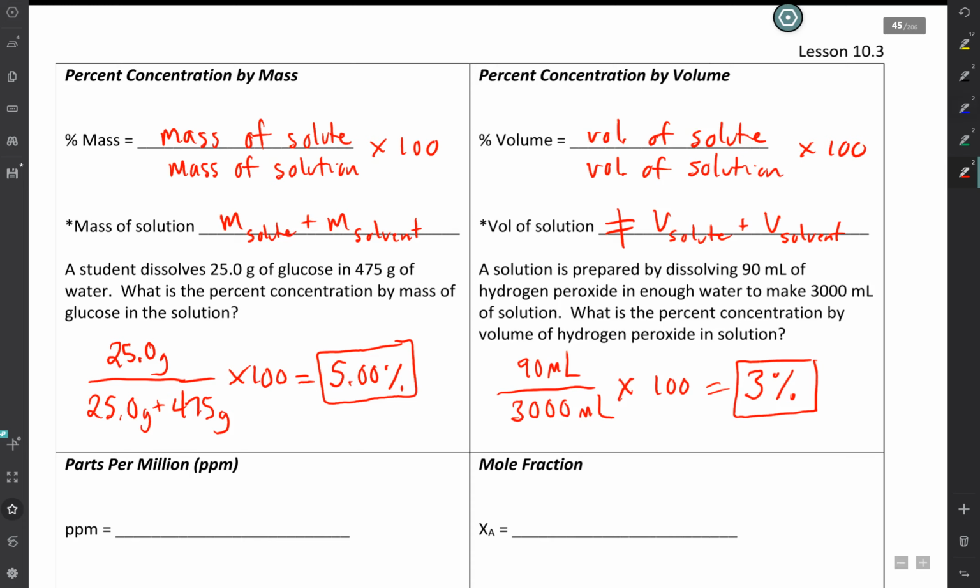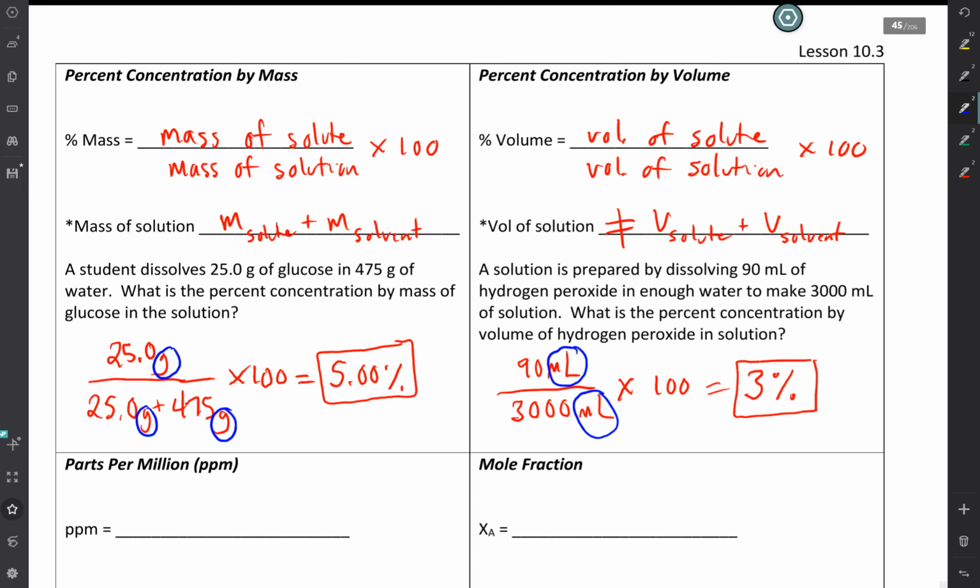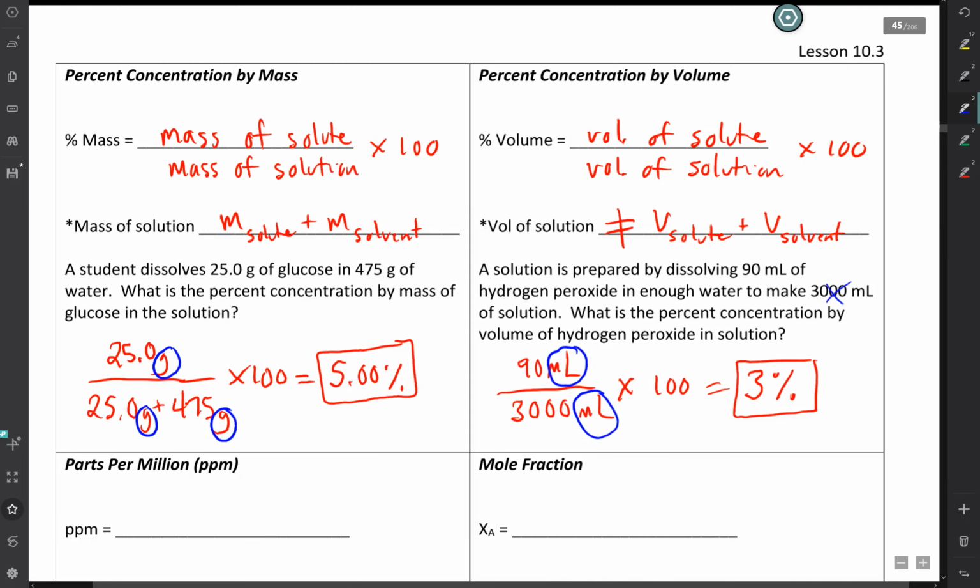So for example, everything's in grams when we're talking about percent concentration by mass. Everything's in milliliters when we're talking about percent concentration by volume. You can imagine the number or your answer is going to change pretty dramatically if instead of saying this was 3,000 milliliters, I just wrote it instead as 3 liters.